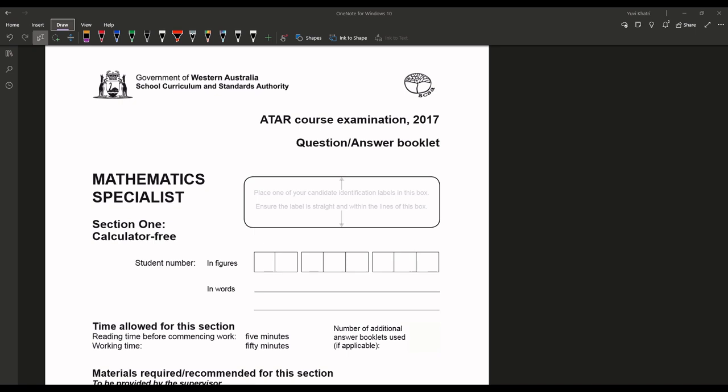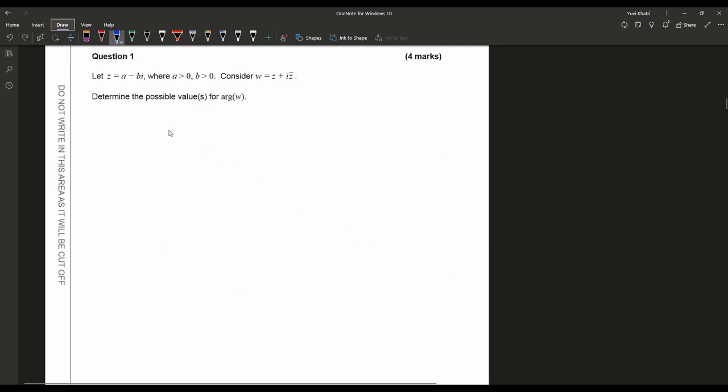This is the 2017 WACE Specialist exam. Let's start with the non-calc section. Question 1 says let z equal a minus bi, where a and b are both greater than 0, and we consider w, and we're trying to find the possible values for the argument of w.